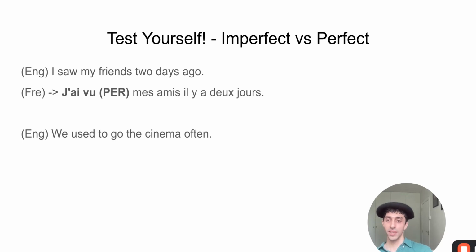Okay, next one. The English is we used to go to the cinema often. Yeah, that should be to the cinema rather than the cinema. So again, think through what tense to put the verb in. Once you've decided that, then put the verb in that tense and then translate the rest of the sentence too. Give you a little bit of time to think through all of that.